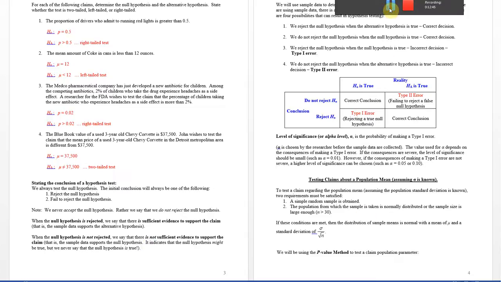Hold on. So we will be using sample data to determine whether or not to reject the null hypothesis. Because we're using sample data, there's always the possibility that we make an incorrect decision. I am repeating myself. Oof. That's what I get for taking a break.